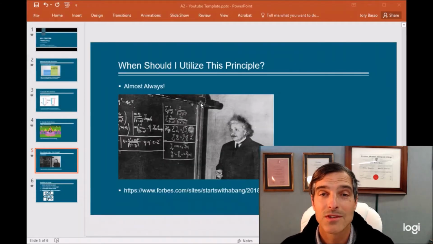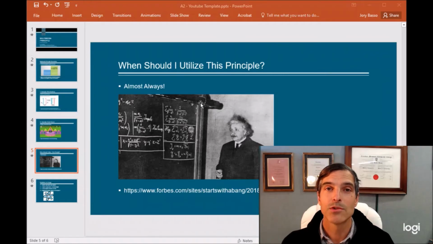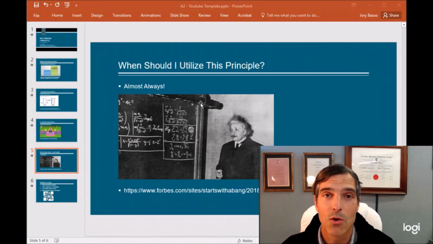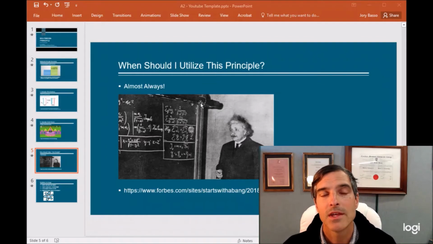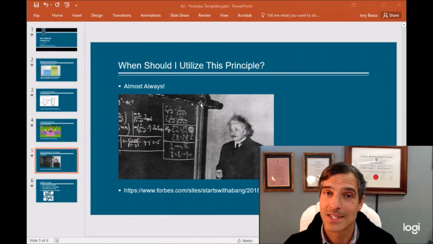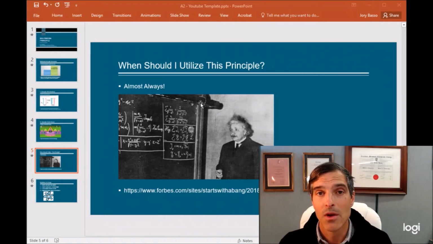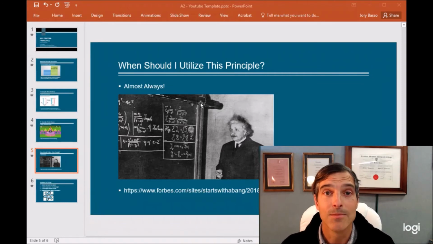When should I use this principle? This principle should be used almost always. There is almost unanimous support for this principle being used in learning. So there's really no reason why you shouldn't use it. I would say that there is an exception where if the learner is an expert, then sometimes just text alone might work because that learner is able to visualize their own graphics as they're going through the material.